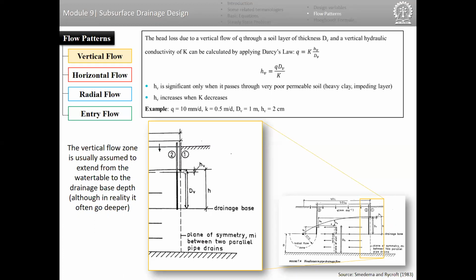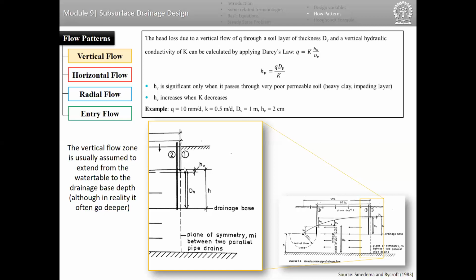So this is your length of flow dV, and HV is actually your head loss due to vertical flow. Q is actually a recharge through the soil of thickness dV, that is, the thickness of the vertical flow zone, and the vertical hydraulic conductivity K can be calculated by applying Darcy's law here.